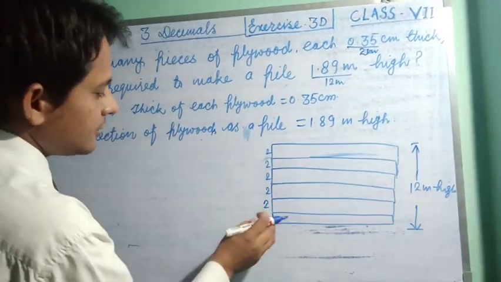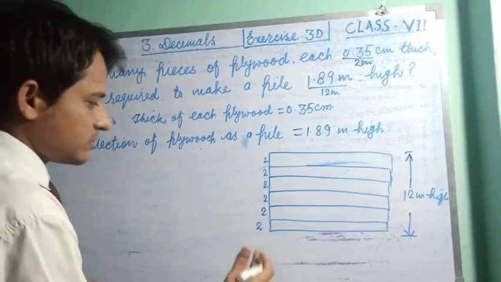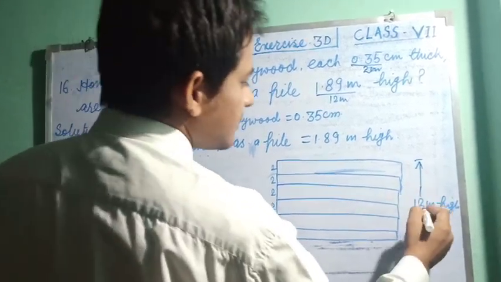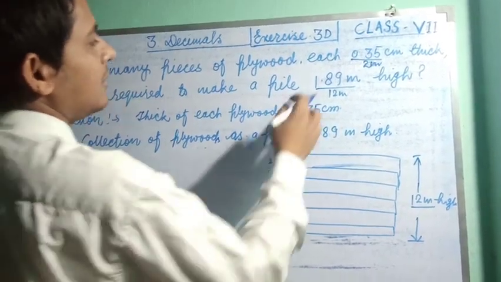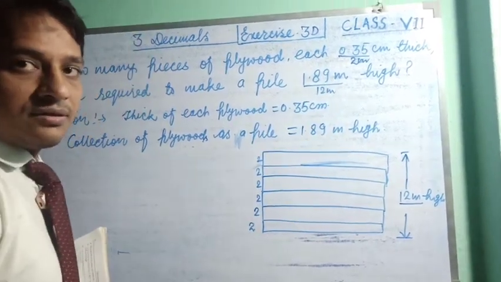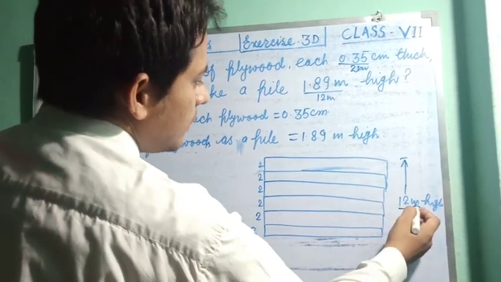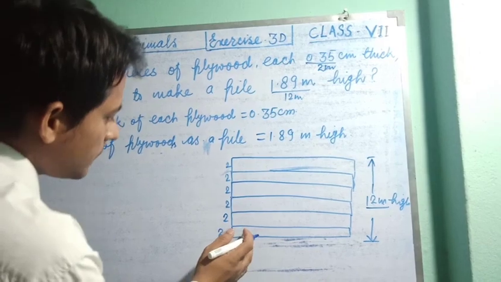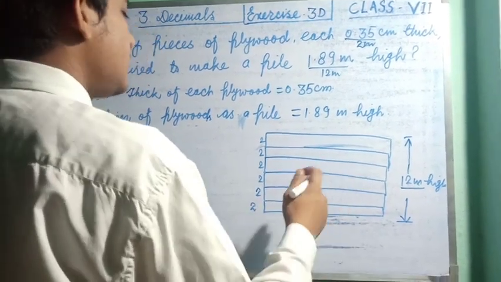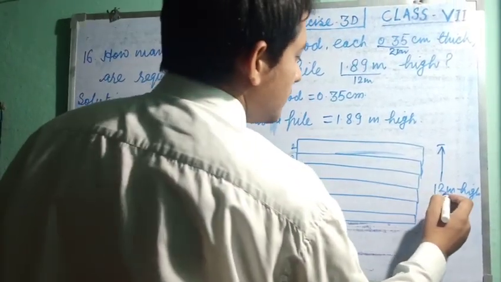That means here is the 2 meter, here is the heap. Have a look, here is the pile. That means there is a collection of plywoods, 1, 2, 3, 4, whatever the numbers, and the total height is given 12 meter. Suppose instead of 1.89 meter, it says 12 meter, in order to understand only. Now see, the total height is 12 meter high, because one plywood is over, place another plywood, place another plywood, and it becomes the total height 12 meter high.